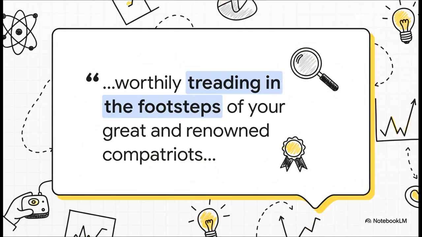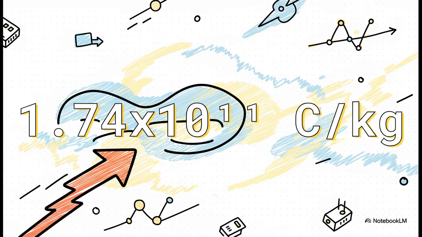When J.J. Thomson won the Nobel Prize in 1906, they told him he was worthily treading in the footsteps of your great and renowned compatriots, Faraday and Maxwell. He was joining this incredible lineage of discovery. And Thomson's work led to the measurement of this number, the charge-to-mass ratio of the electron. This isn't just some random number. It's a fundamental constant of our universe. It's one of the core values that helps define reality itself.